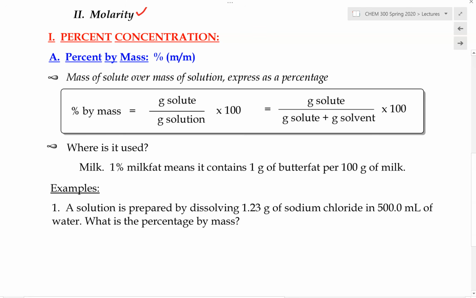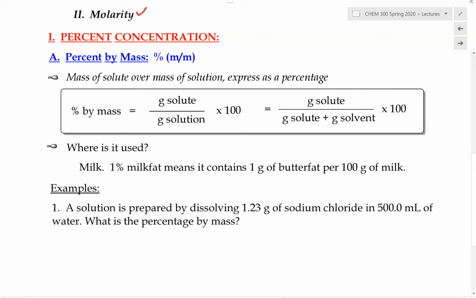The percent concentration can be further divided into 3 different types. We can have percent by mass, percent by volume, and percent mass by volume. So let's go over each of these in deeper detail.